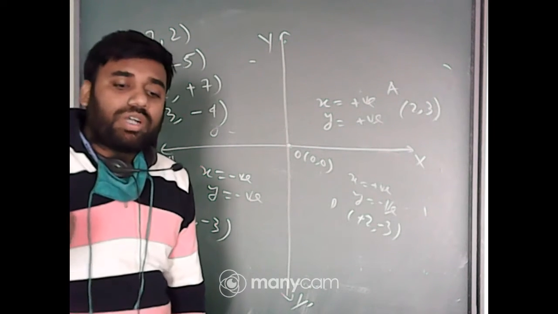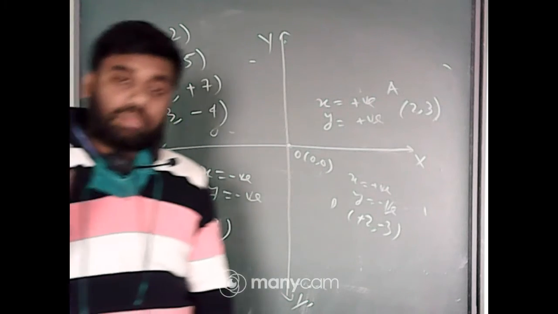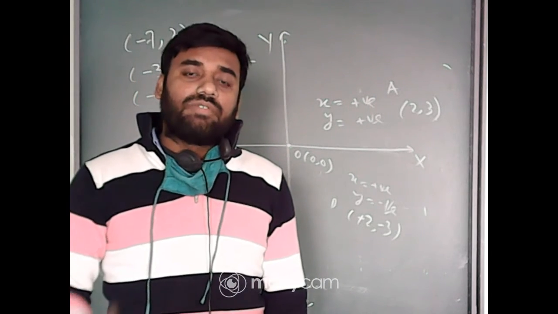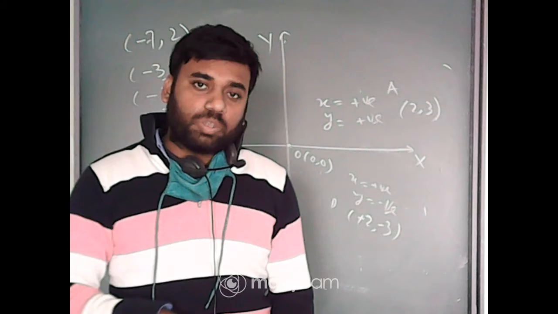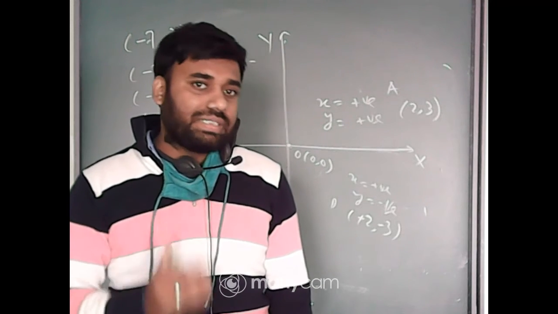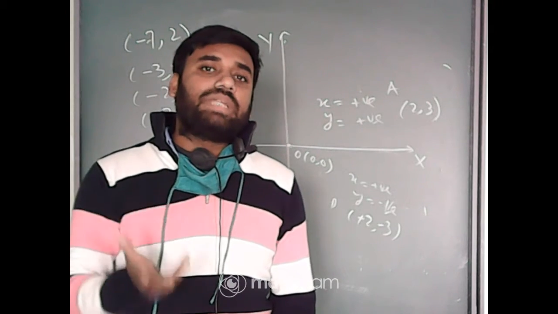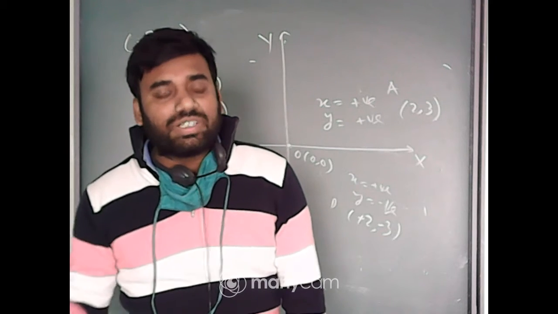Minus 7, 2, how is it possible in the first quadrant, Sneha? In the first quadrant both are positive, x positive, y positive. Minus 7 is there, then how is it possible that that point lies in the first quadrant?